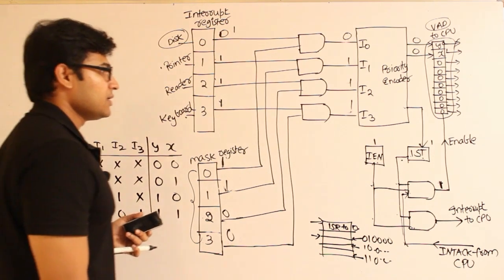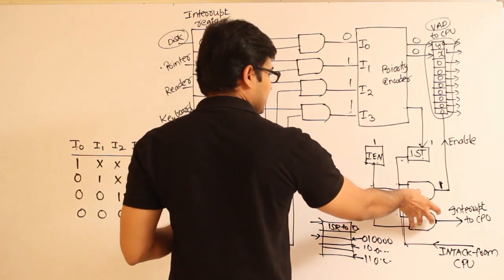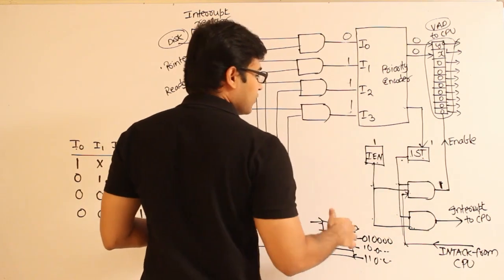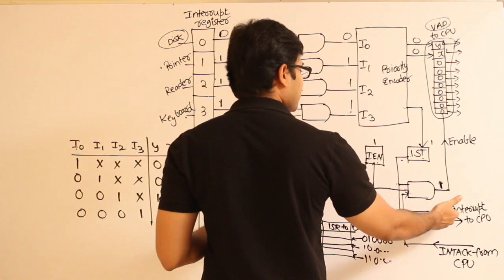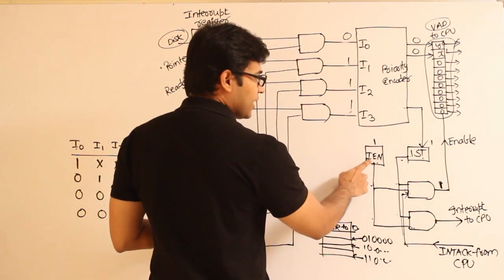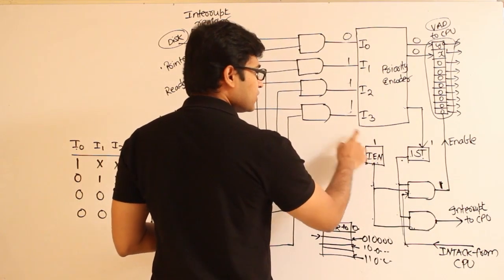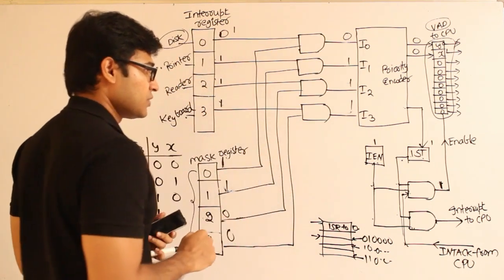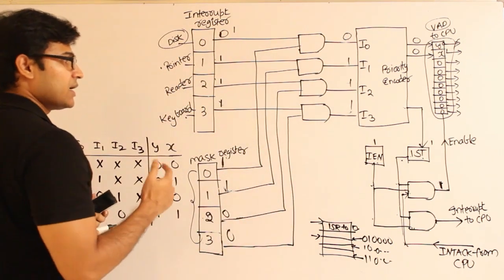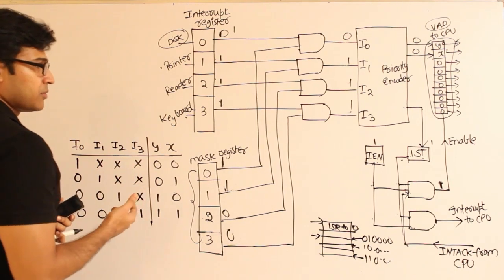Got it? And these particular flags are kept here in order to decide whether to send an interrupt to the CPU or not. If we have initially decided that IEN is 0, I hope you remember that there are some instructions using which we can set IEN, interrupt on and interrupt off, right?